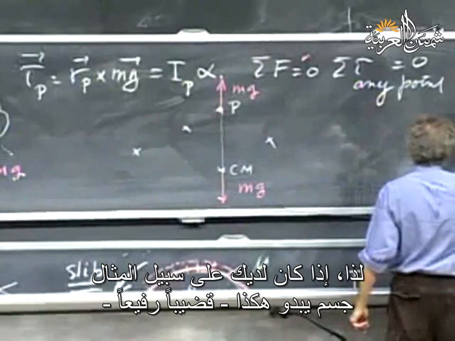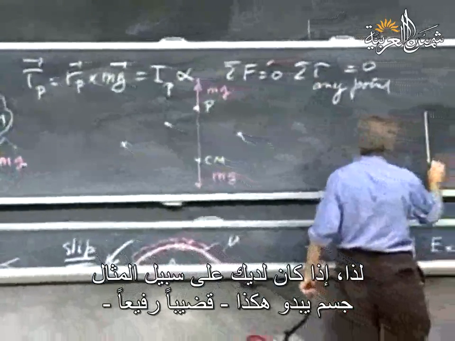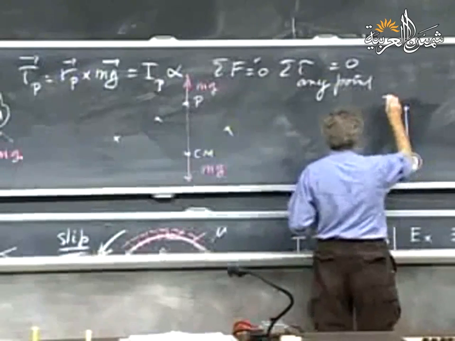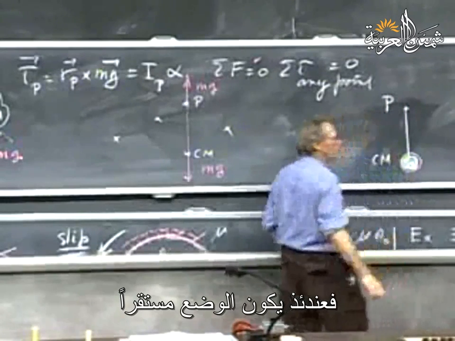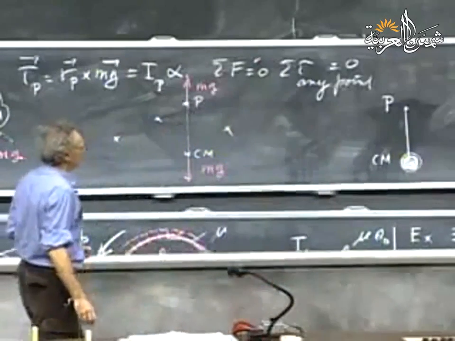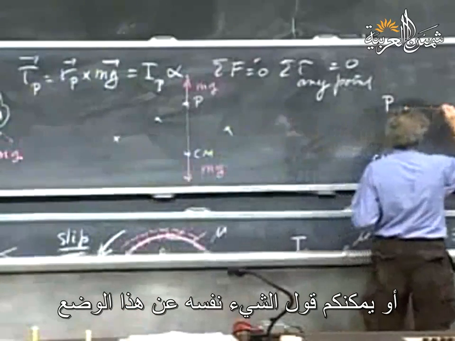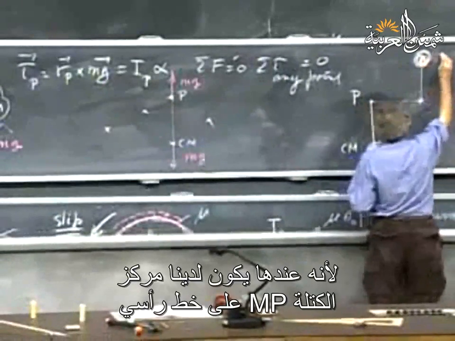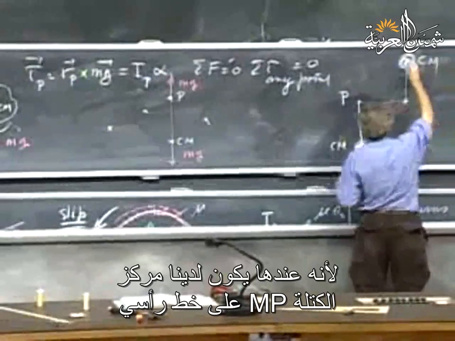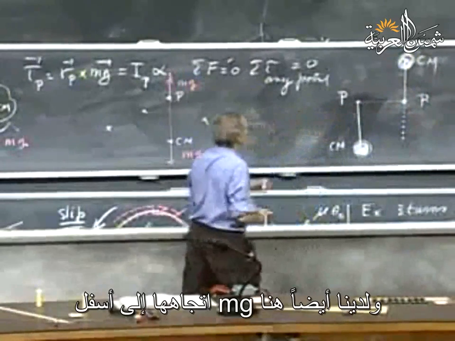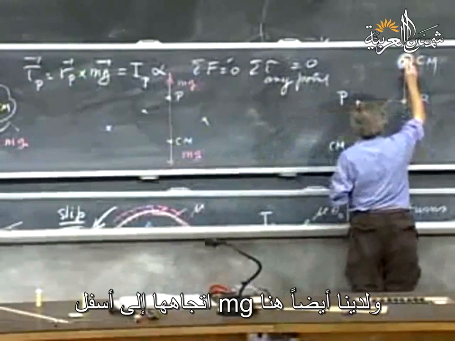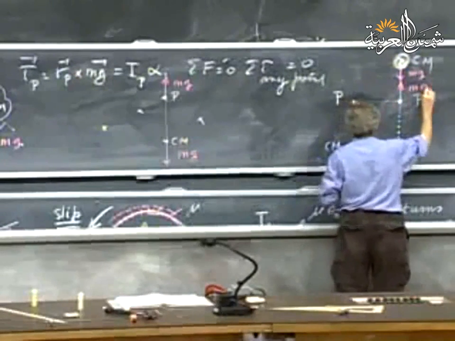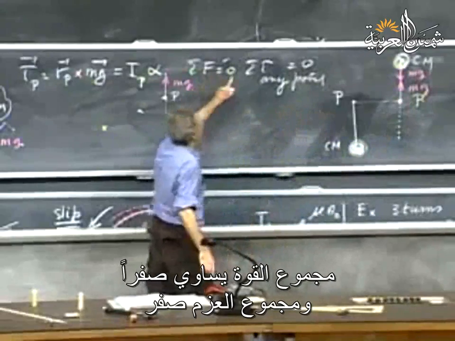So if you had an object, for instance, that looked like this, a thin rod, with a very massive object here, so that the center of mass is almost there, then this situation would be stable. Or you might say, this situation. Because now we have the center of mass and P on a vertical line. So also here we have now mg down. So we have at the pin mg up. Sum of all forces is 0. Sum of all torques is 0.